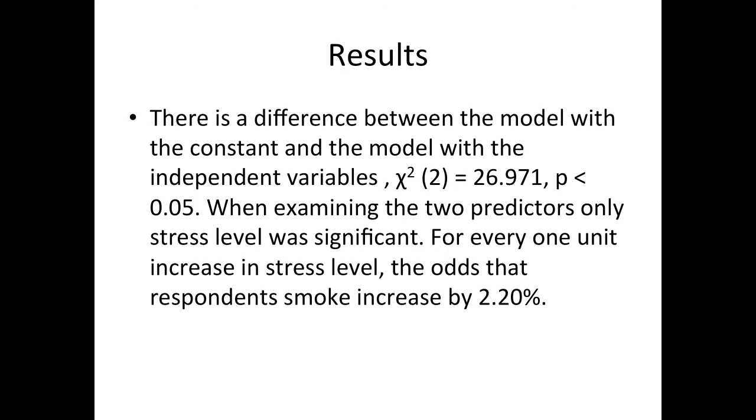And then I would say something like, when examining the two predictors, only stress level was significant. That's just to let readers know, hey, I did look at time, nothing there. I knew I had two predictors. I didn't forget one. I did look at both, but only one was significant. And then a quick interpretation, similar to what we just saw on the last slide: for every 1 unit increase in stress, the odds that respondents smoke increased by 2.2%. So as your stress goes up, the likelihood or the odds of you smoking increase. And that's an example write-up.